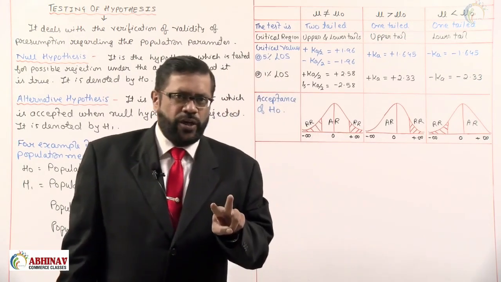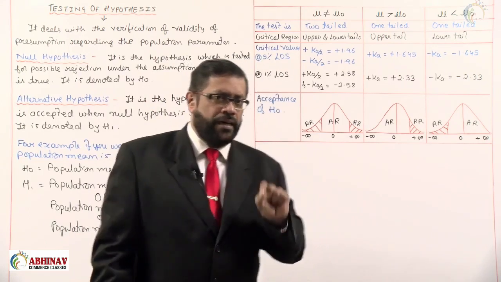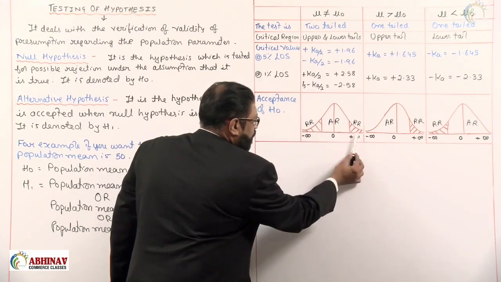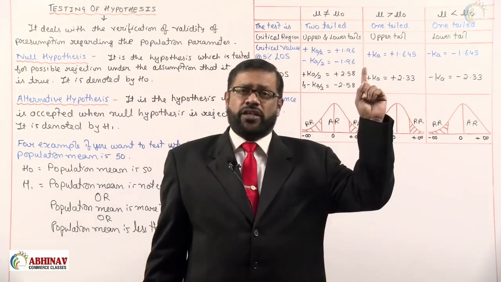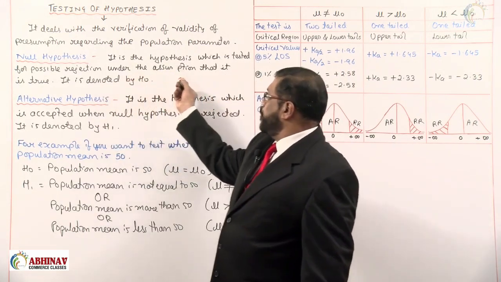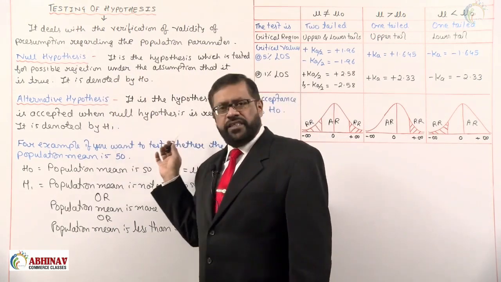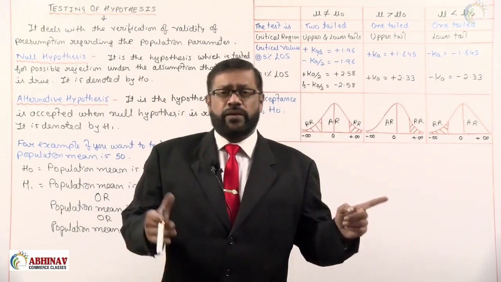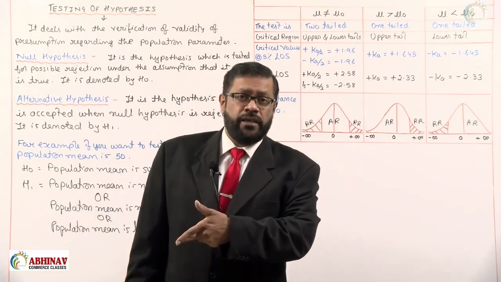Then we already have the answer of the test statistic. If the answer we have solved using the formula lies in the shaded area, either in this part or in this part, in the rejection region, we say that H0 is rejected and H1 will be accepted. H1 is the hypothesis which is accepted when the null hypothesis is rejected. So we test the null hypothesis. If the null hypothesis is accepted, H1 will be rejected. If the null hypothesis is rejected, H1 has to be accepted.